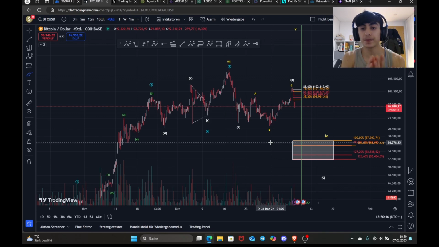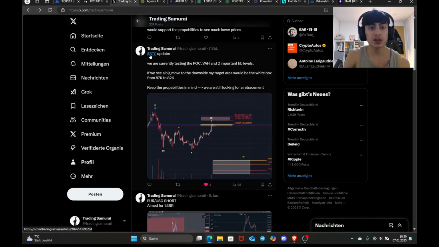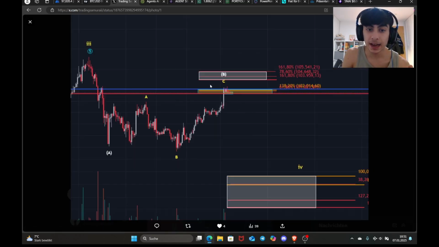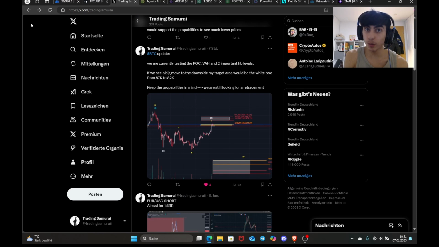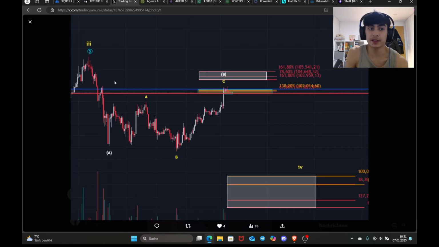which always indicates that this is a strong sign of support. And as an example for that, I have, for example, this one I posted earlier this morning on X. So I posted BTC update. We are currently testing the point of control, the value area high, and two important fib levels. As you are seeing here, I created this important resistance level, just like this important support box below us. And from this move, I opened a short position, which is running smoothly right now, as you can see.